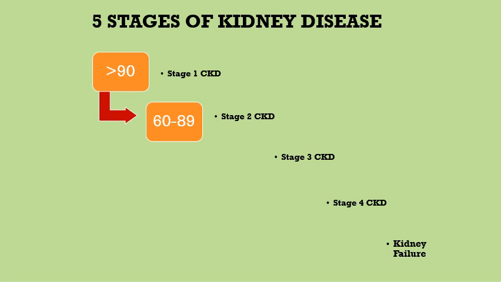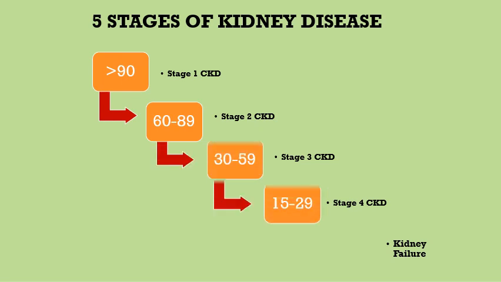Stage 2 occurs when the GFR is between 60 and 89. Stage 3, eGFR is between 30 and 59. Stage 4, 15 to 29. And stage 5, or end-stage kidney disease, is less than 15. At that stage, you start to see symptoms and complications of kidney failure, and this is when the patient may need to go on dialysis.